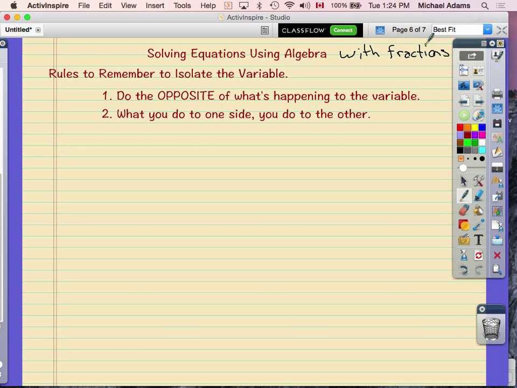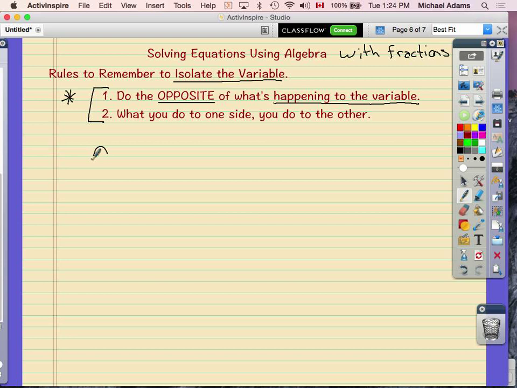So the process is still the same, and if we can understand that process, we know that we still have to isolate the variable, and we still have these two rules that are very important. The rules are, once again, we do the opposite of what's happening to the variable. And the other thing to remember is that what I do to one side, I do to the other. So let's take a look at an example here.